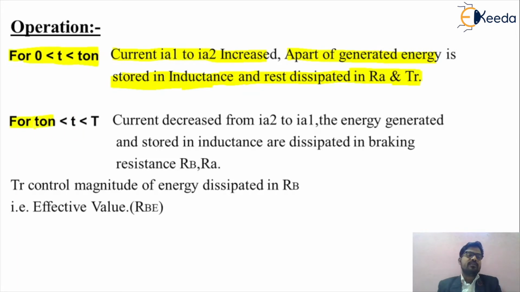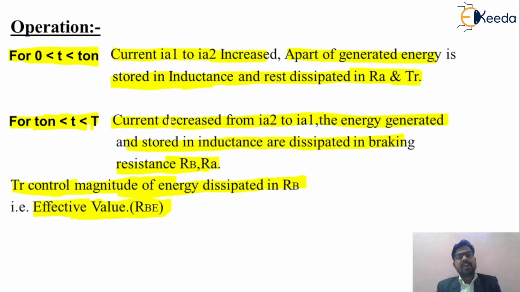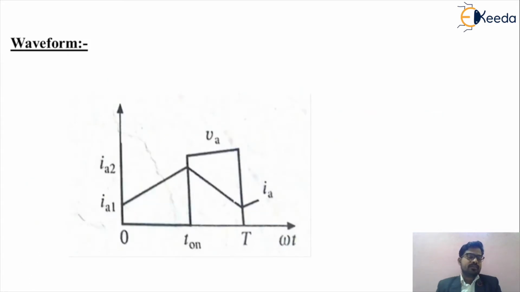The second operation is the time period from t on to T, when the current decreases from IA2 to IA1. The energy generated and stored in the inductance is dissipated in the braking resistance RB. The transistor controls the magnitude of energy dissipated in RB. This is called the effective value of resistor, RBE. What do we mean by RBE? It is the effective value of your braking resistors. Now we can understand the detailed concept of the operation.